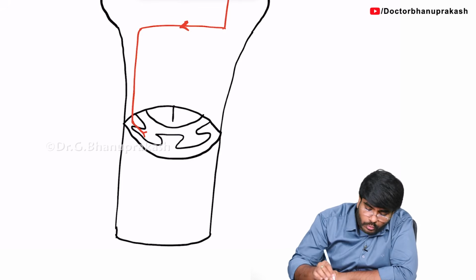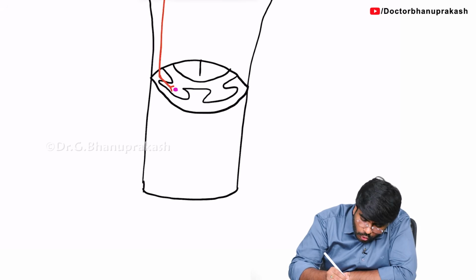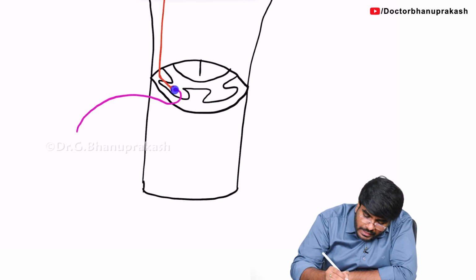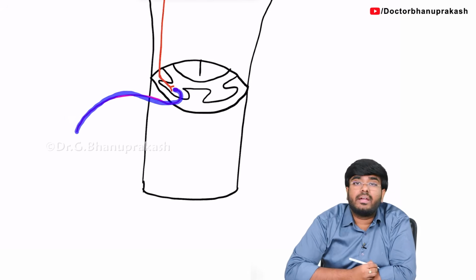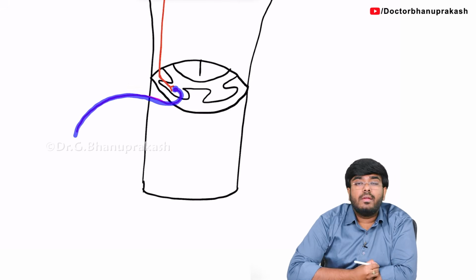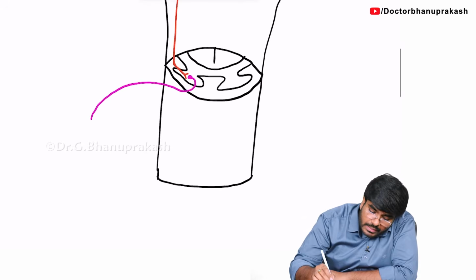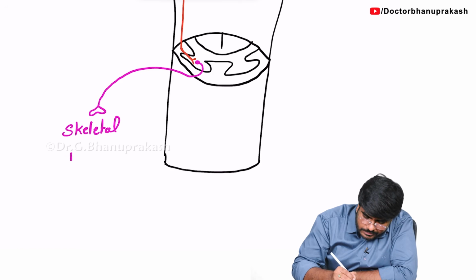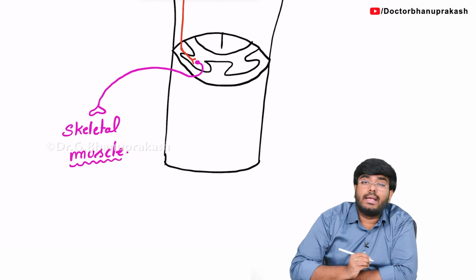Now, what is this red color motor neuron doing? It is going to control the activity of one more motor neuron which is coming out. Now, my question is, what exactly is this neuron that I have highlighted right now in the blue color? See, this is also a motor neuron. Where exactly is this motor neuron going? This motor neuron is directly going to innervate the skeletal muscle.